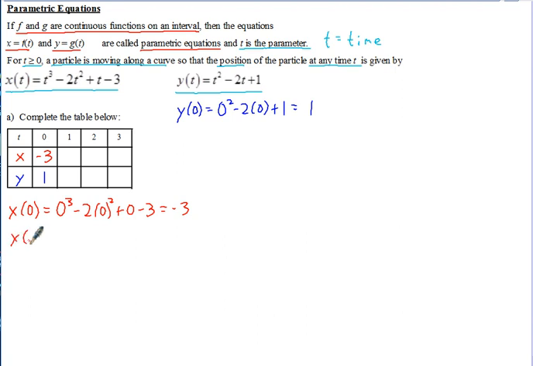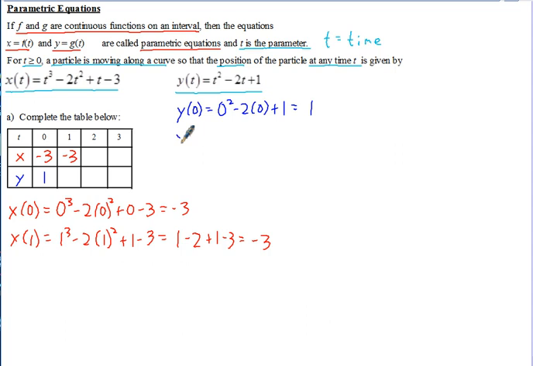So x of 1 would be 1 cubed minus 2 times 1 squared plus 1 minus 3. Well, 1 cubed is 1. 1 squared is 1 times negative 2 is negative 2 plus 1 minus 3. You can see that 1 plus 1 cancels out with the negative 2, so all we're left with is negative 3. So in this case, the x-coordinate stays the same. It's negative 3, same as it was at time 0.